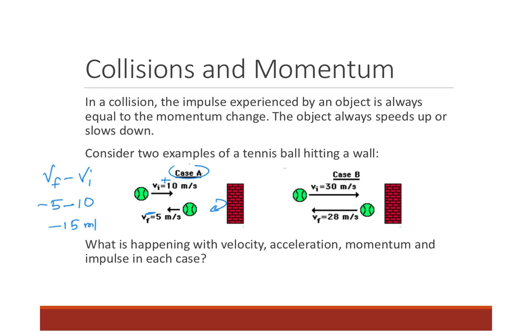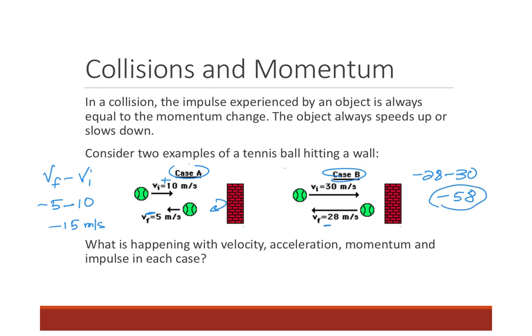15 meters per second. If we look at our case B, we have an incoming velocity of 30 meters per second and outgoing of 28. But again, remember, this is negative 28. So applying our formula to figure out the change in velocity, we're going to have a negative 28 minus 30 meters per second, which gives us a change in velocity of negative 58. And so case B has a greater change in velocity.